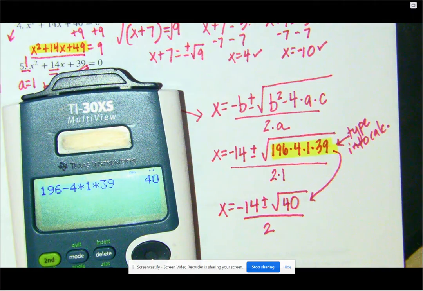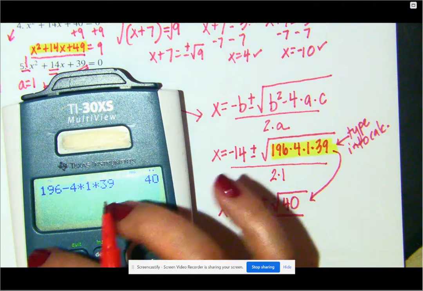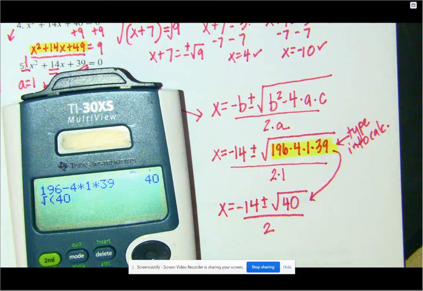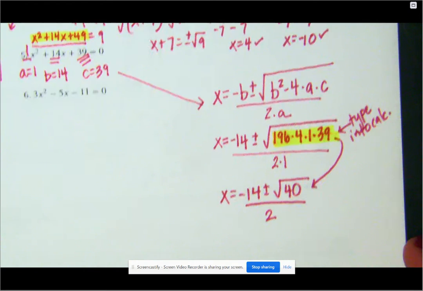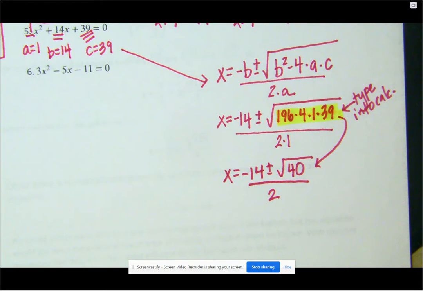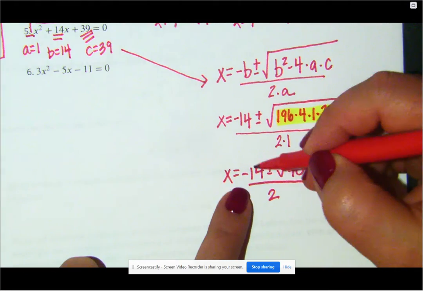Does 40 have a whole number square root? No, I mean, you can check right here. Look, square root of 40. No, disgusting. Nope. So you're leaving it. Now, you got to break your answers apart. This has two answers, and we need to clean this up.